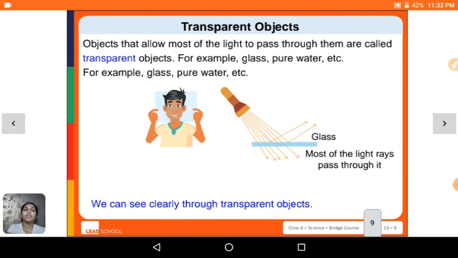In the same way, the objects that allow light to pass through them are transparent objects. Like glass, pure water, plastic glass, that will allow light to pass through it. So we can say they are transparent objects. Objects that allow most of the light to pass through them are transparent.